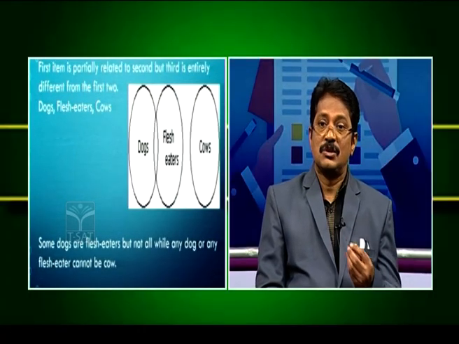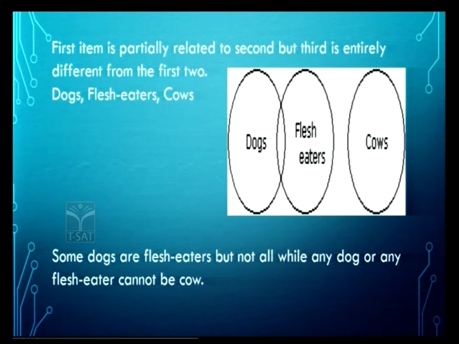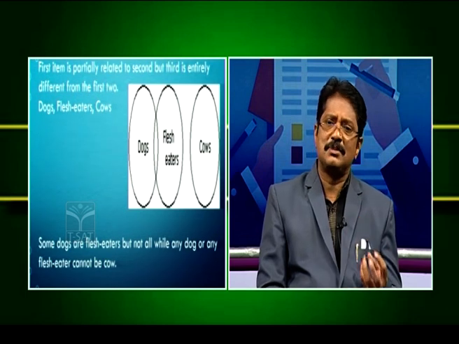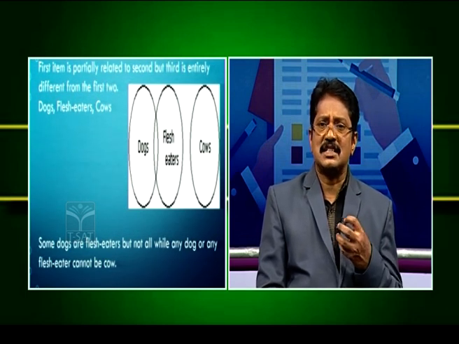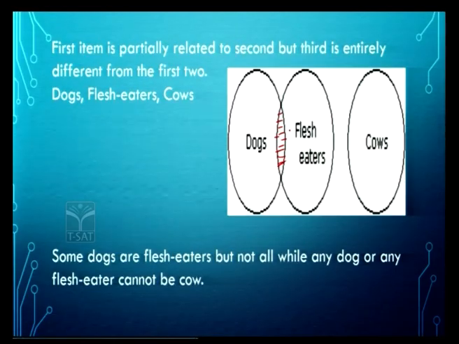Dogs, flesh eaters and cows. As I said just now, all dogs need not be flesh eaters. There is some relation: some dogs are flesh eaters and some flesh eaters are dogs. So there is an intersection between these two, but cows are not flesh eaters, so you can simply represent them with a different circle. You have to show that some dogs are flesh eaters, but not all, while no dog or flesh eater can be a cow. Clear? In this manner you can say.